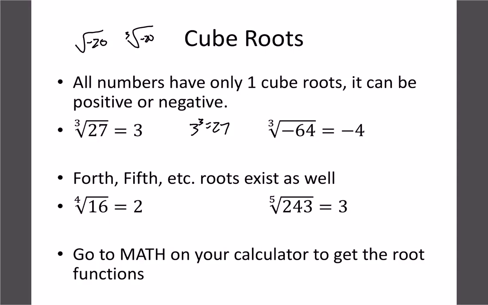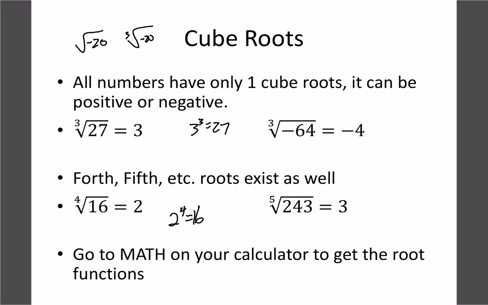So even numbered roots like fourths and 2, 4, 6, and so on, they have to be positive, but odd number ones could be negative as well. So fourth root works the same because 2 to the fourth is 16, so that means the fourth root of 16 would give you 2. And fifth root, same idea.